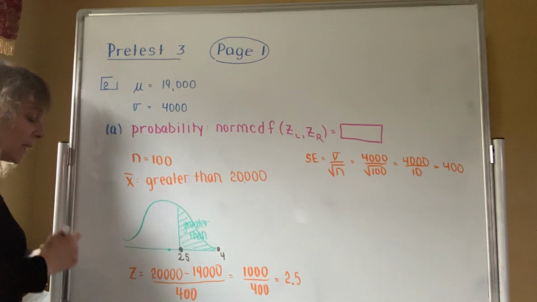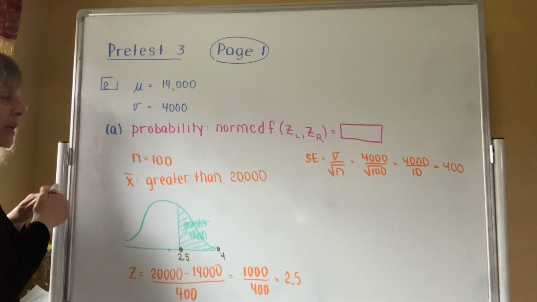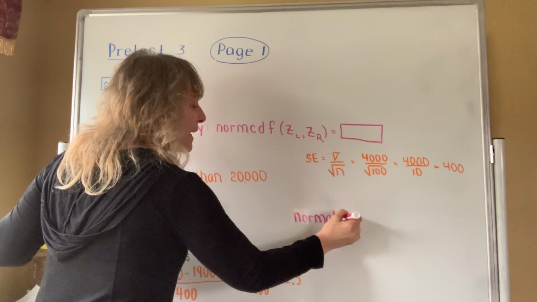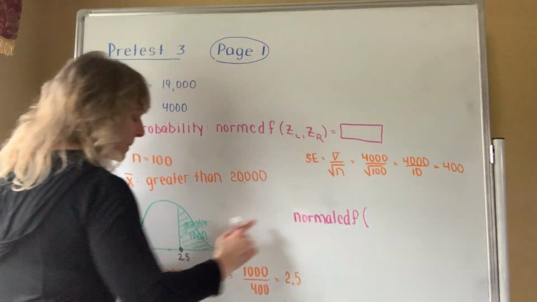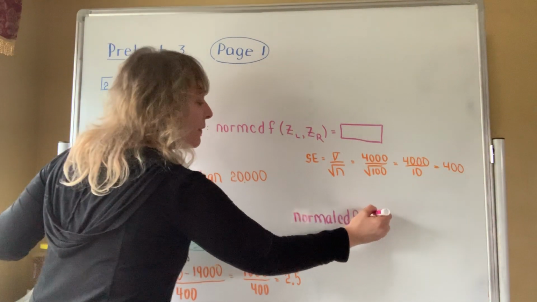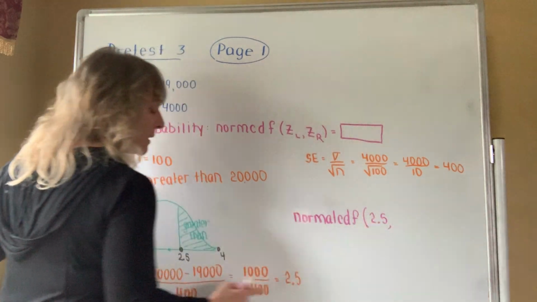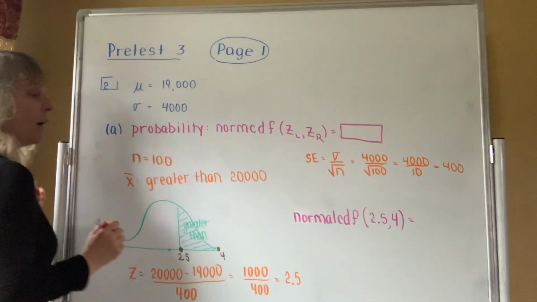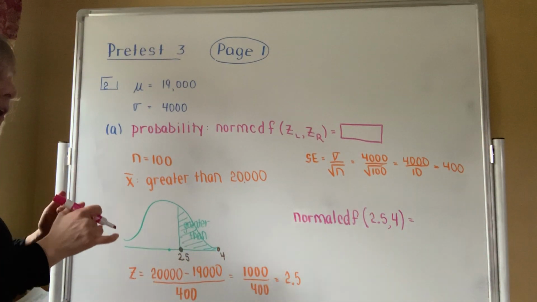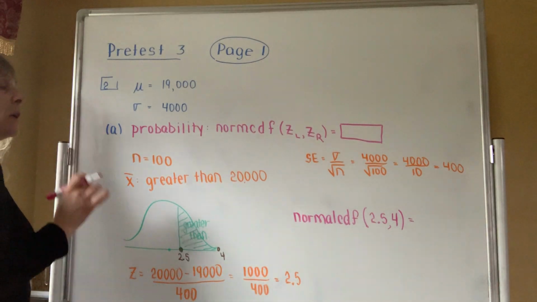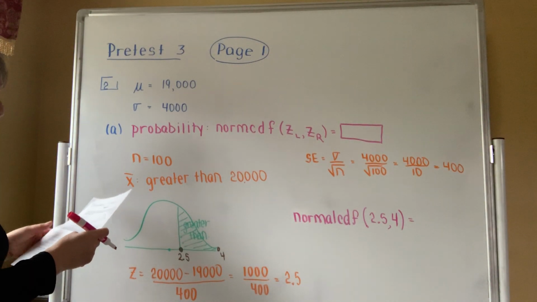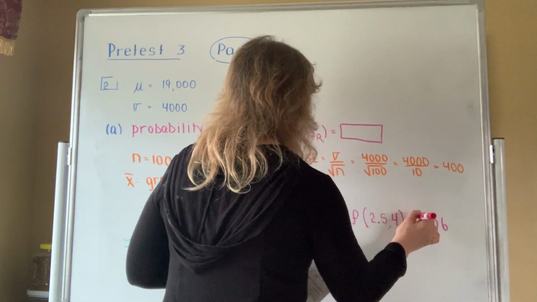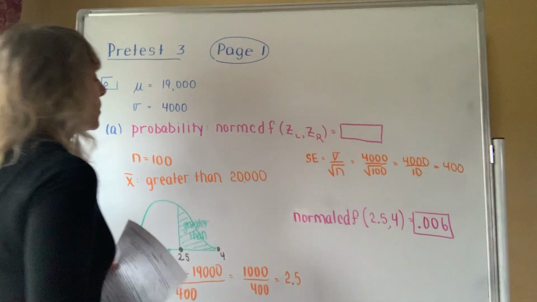So in order for me to answer this question correctly, I'm thinking of the pink, I need to do normal CDF, and I have to go from the z-score on the left, which is 2.5, to the z-score on the right, which is 4. And I need to type that into my calculator. So remember, it's second vars, normal CDF, 2.5 to 4. Now I know I've done it, but I'm going to round it this time. It's 0.006. And this is the answer for part A.